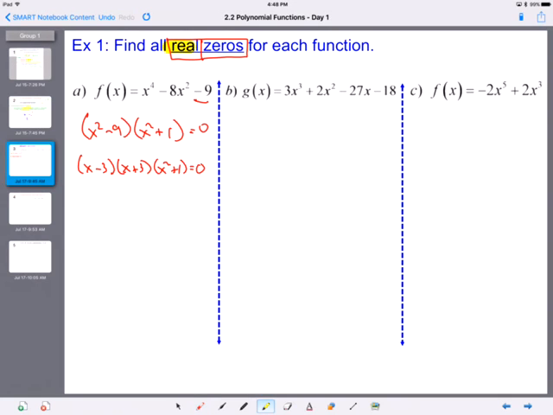Because the directions say find all real zeros, we really wouldn't be solving for the x squared plus 1 because it would give us an imaginary solution. So we would set all factors equal to 0: x minus 3 equals 0, x plus 3 equals 0. I'm going to go ahead and set the x squared plus 1 equal to 0 just to show you. We would get x equals 3, x equals negative 3. And on this one, if I did solve, I would get the square root of negative 1, which would be x equals plus or minus i. But because it only asks for the real zeros, I'm only going to list the real ones. So x is equal to negative 3 and 3.